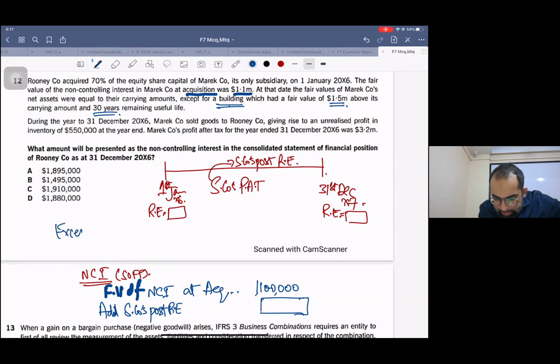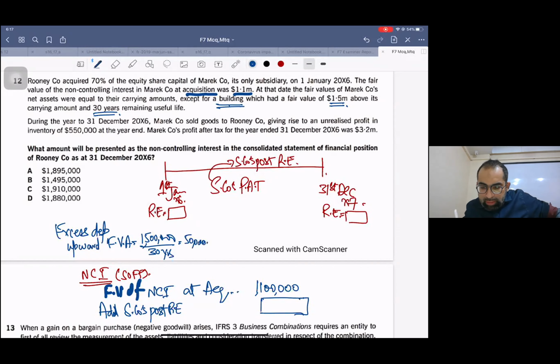Let me calculate. Excess or additional depreciation for the upward FVA: 1.5 million, which is 1,500,000, divided by 30 years. Can anybody tell me what the amount is? Divided by 30, it's 50,000. So this is the additional depreciation which S company has not already booked. So we need to reduce it from S company's profit after tax. S company does not know about this fair value adjustment, so obviously S company has not yet booked this depreciation. So we need to adjust this from S company's profit after tax.